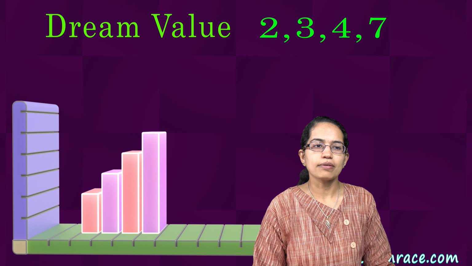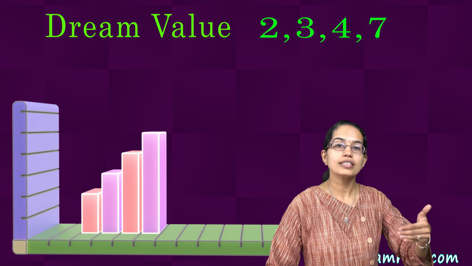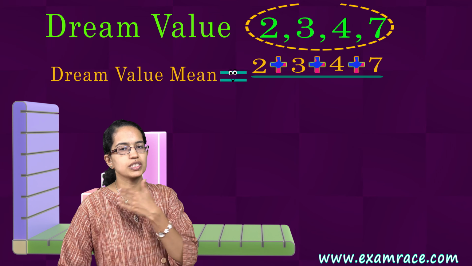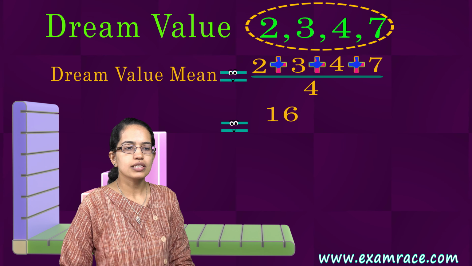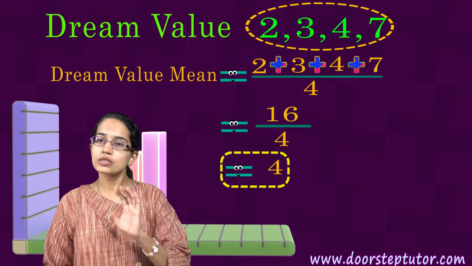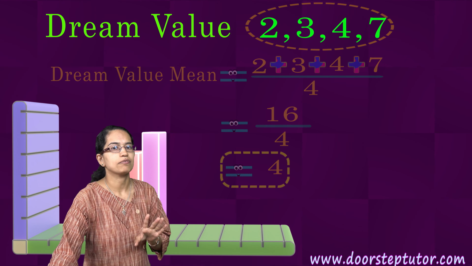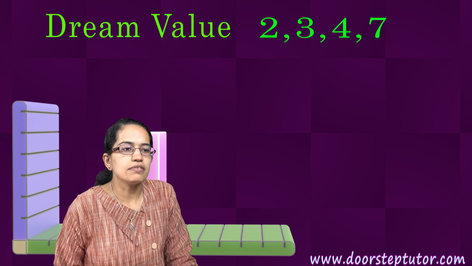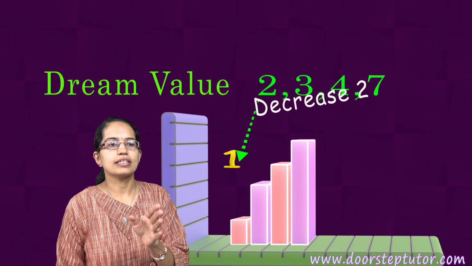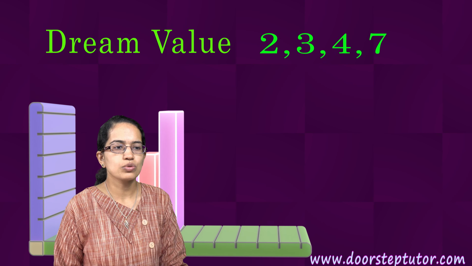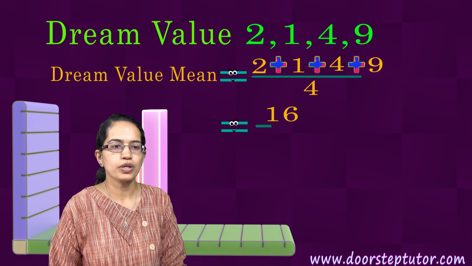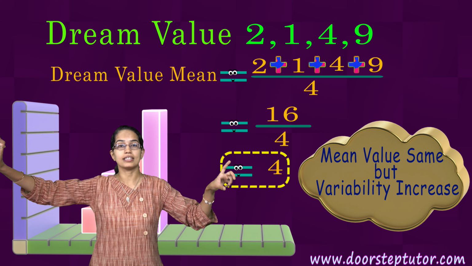Now when I am trying to understand the mean, I can simply say 2 plus 3 plus 4 plus 7 divided by the total number of observations, which is 4. I solve this, it comes out to 4. So the mean value of my dreams is 4. Now listen carefully. What would happen if I change these values? I decrease one by 2, I increase one by 2. So my new values are 2, 1, 4 and 9. Again, my mean would remain the same, which is 4. But my variability has increased.